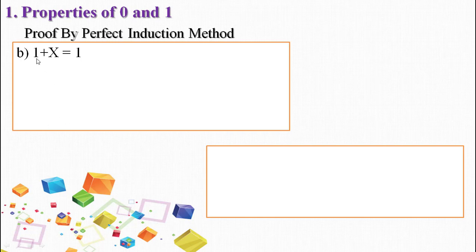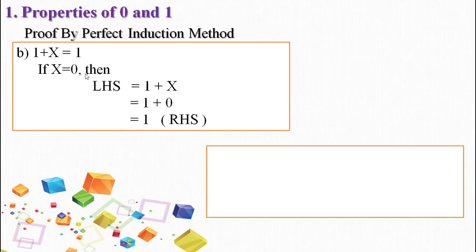So we have the expression 1 plus x is equal to 1. Substitute the value of x. If I assume the value of x is equal to 0, then LHS will be 1 plus x. Substitute the value of x, so 1 plus 0, where 0 is the value of x substituted. Perform the addition. 1 plus 0 is 1. That is nothing but RHS, that you have got over here.